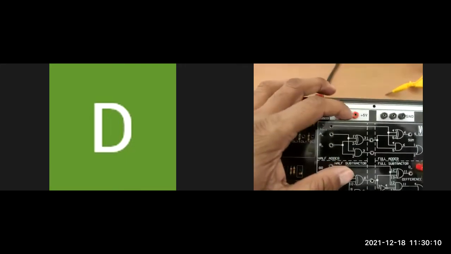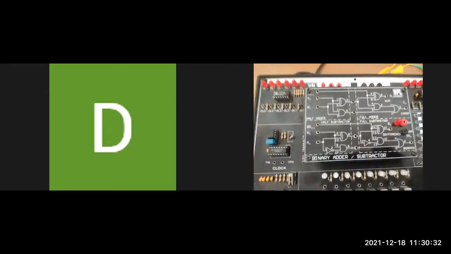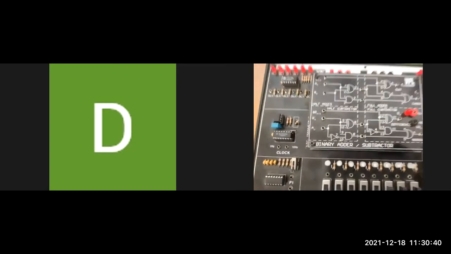Here you can see this is VCC, and this is the ground portion. Now before starting the experiment, the half adder, I know you already know the theory about the half adder. So first tell me which gate is needed for the half adder. You can easily see from this kit which gates we need for the half adder.